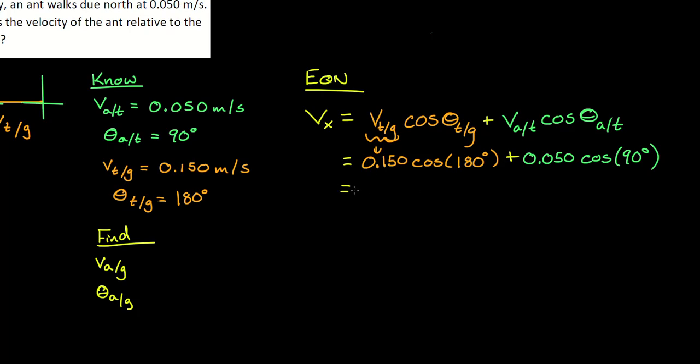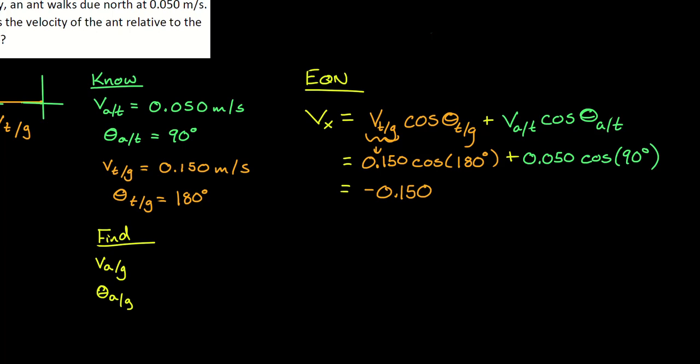0.15 cos 180 is negative 0.15. Pretty sure of it. If you get anything other than negative 0.15, I'll switch to orange, it means that you are in radians. Please double check whether or not you're in radians.